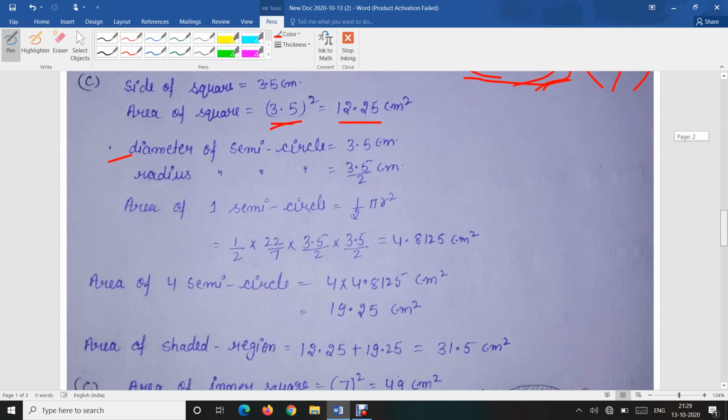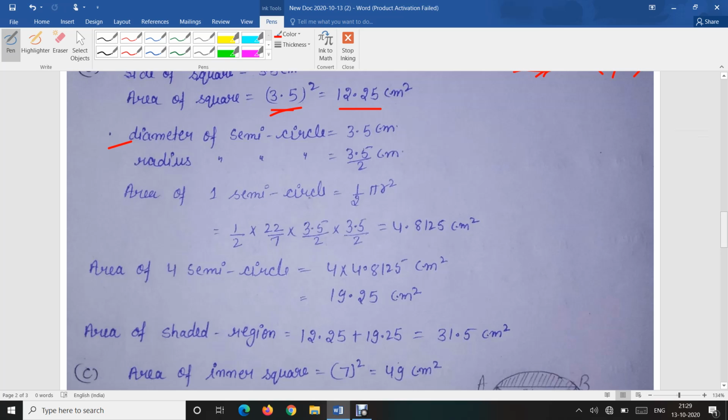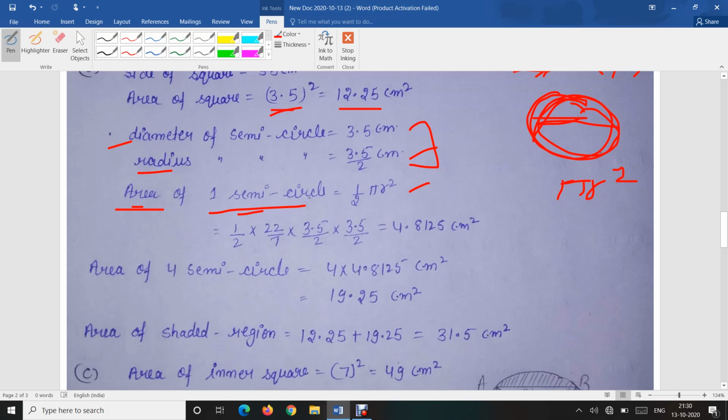From here we can find out the radius by taking half of the diameter. So the radius of the semicircle is 3.5/2 centimeter. Now this is the diameter and this is the radius only for one semicircle. So we can find the area of only one semicircle from here. So first of all we will find for the one. So area of one semicircle is equal to, obviously if area of the whole circle is pi r square, then we take half of this circle, so obviously we have to take half of the area. Half means 1/2.